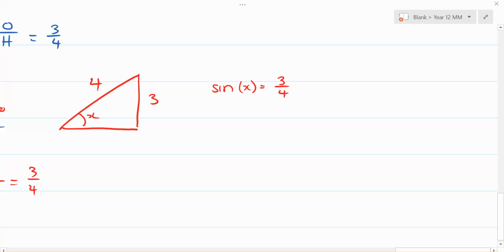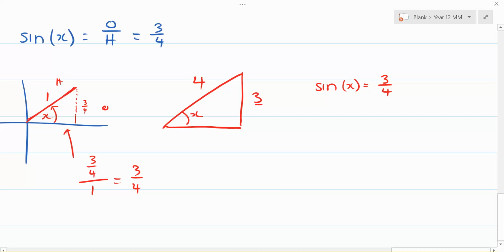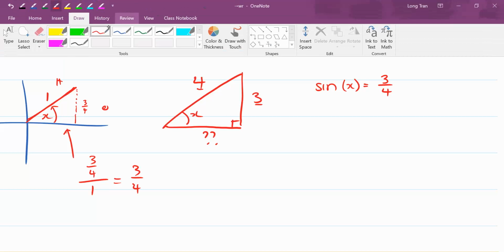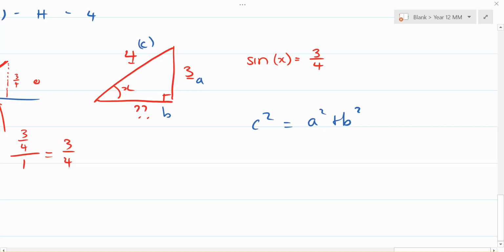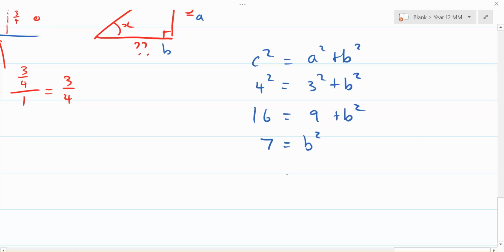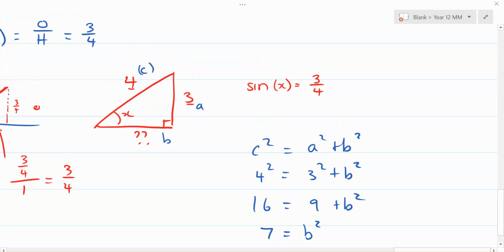Now, the nice thing is if I know this is 3 and I know this is 4, then I should be able to find this one out because I can use Pythagoras' theorem. This is your C, this is your A, and this is your B. So C squared equals A squared plus B squared. And C, which is currently 4, squared equals 3 squared plus B squared. So 16 equals 9 plus B squared. 16 minus 9 is 7, so B squared is 7. So now that tells me B is equal to root 7. It just means that this length from here to here is now root 7.